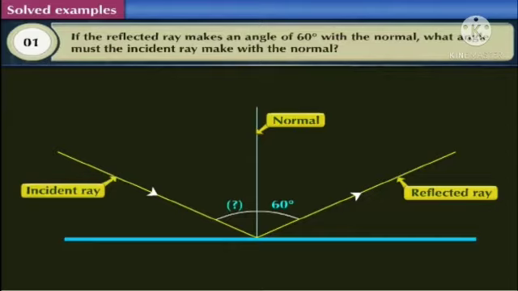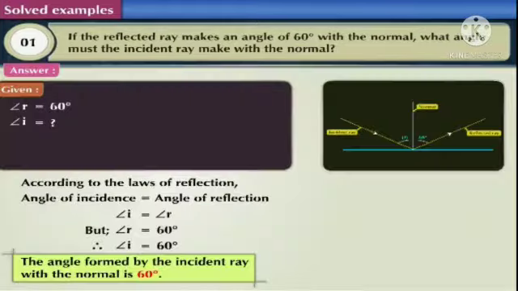Question number 1. If the reflected ray makes an angle of 60 degree with the normal, what angle must the incident ray make with the normal? Now as you can see in the diagram, the solution is given: angle R is equal to 60 degree. We have to find angle I, that is angle of incidence.